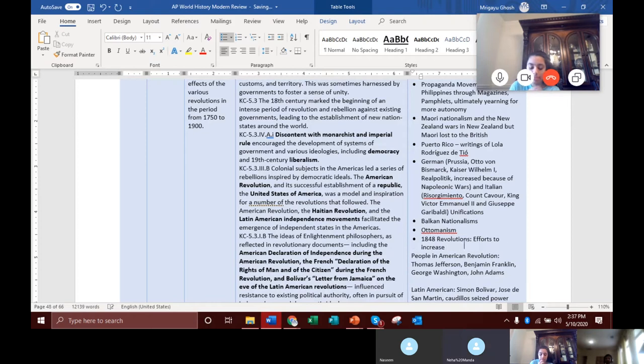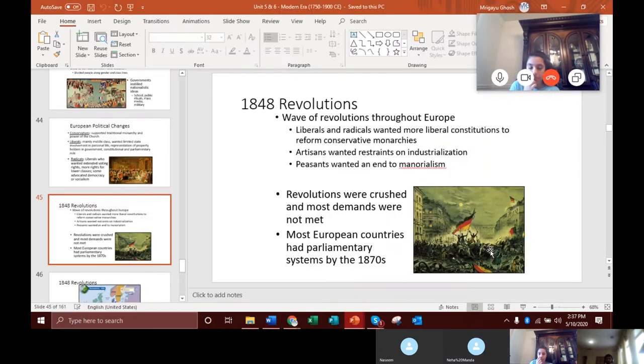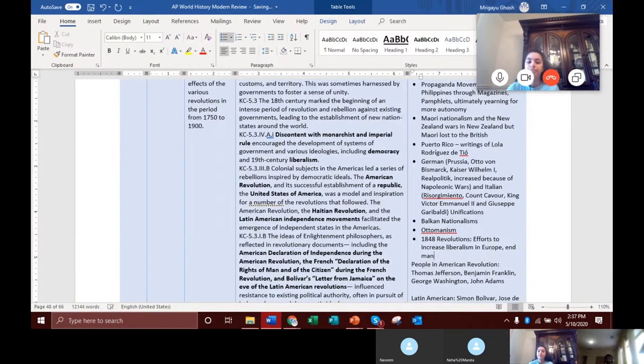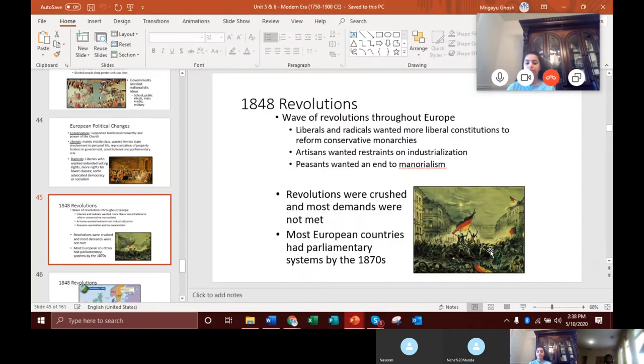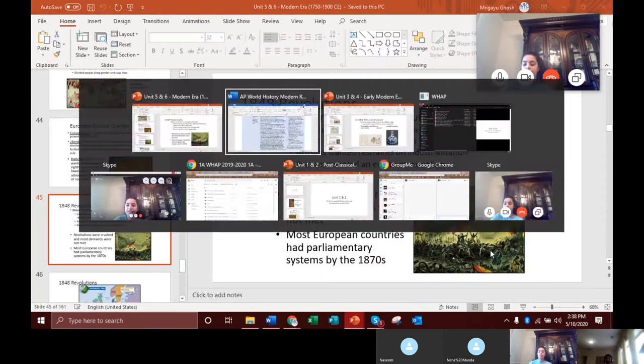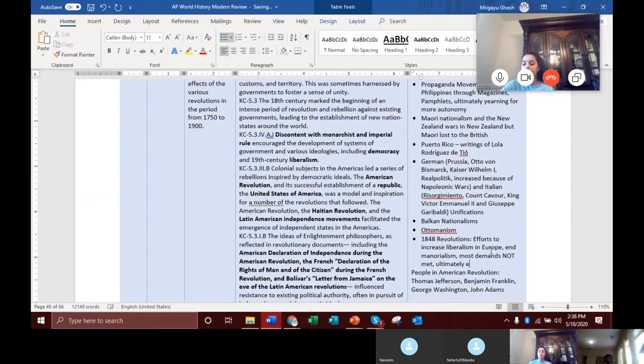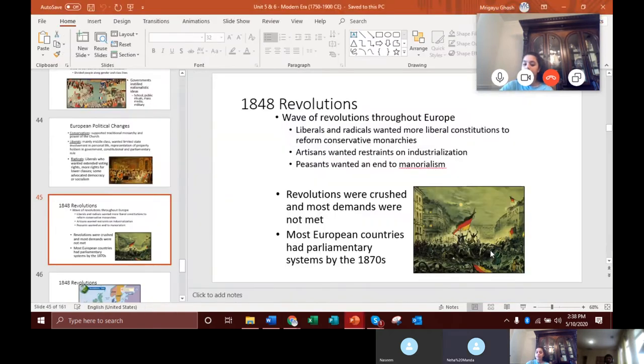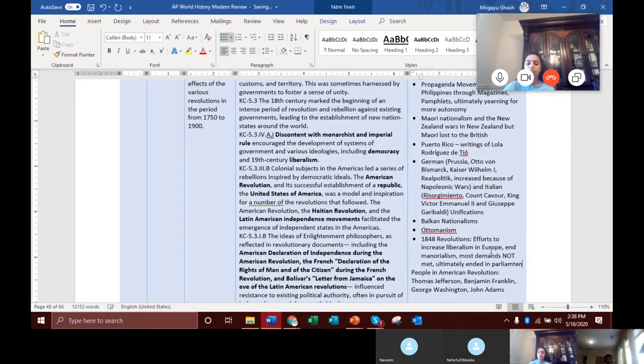Efforts to increase liberalism in Europe, essentially. And manorialism. Most demands not met. And then ultimately ended in parliamentary systems, parliamentary monarchies.